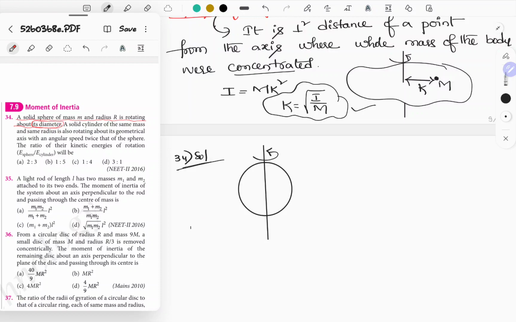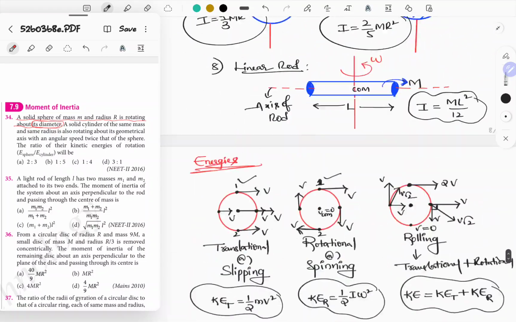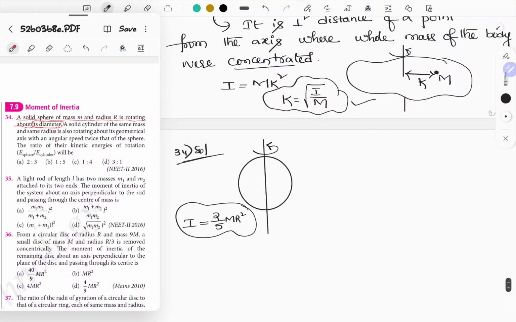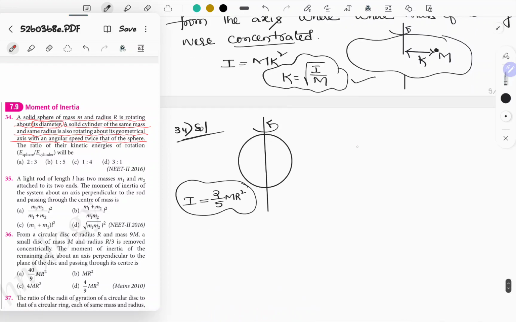So what is the moment of inertia of this solid sphere rotating about its diameter? It is going to be 2 by 5 m r square. These formulas are already given, so you can just go through the formulas here. Next, a solid cylinder of the same mass and same radius is also rotating about its geometrical axis with an angular speed twice that of the sphere. Very good. So another one is a solid cylinder. Let me represent that. Both of them are solid objects.